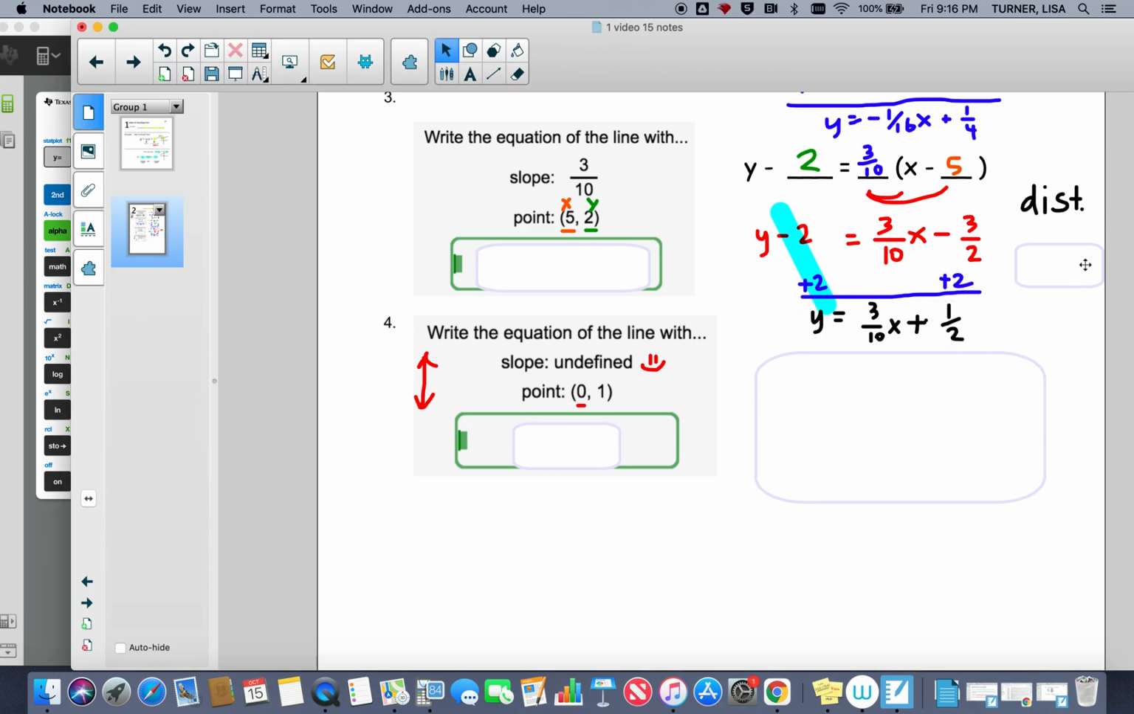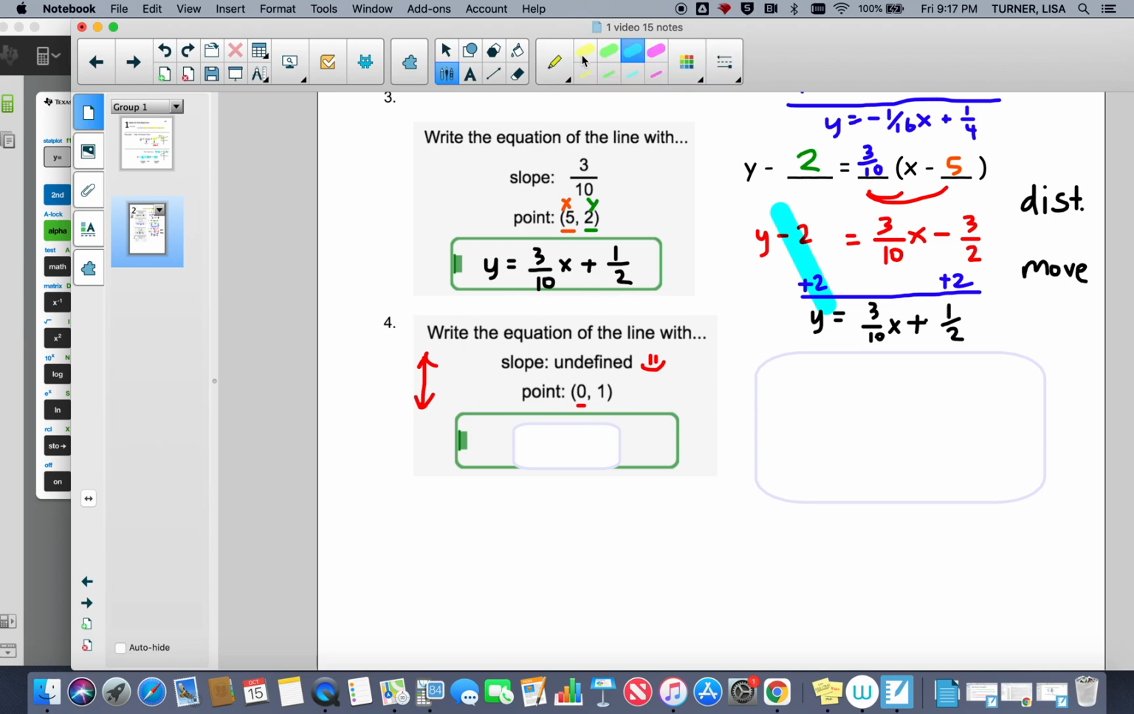There's my answer. So I distributed and I moved that 2, right? And so my final answer is y equals 3/10 x plus 1/2. So we're going to get fraction answers, but we're just going to take our time on these and show our work. They're not always fractions. Sometimes they are, though.